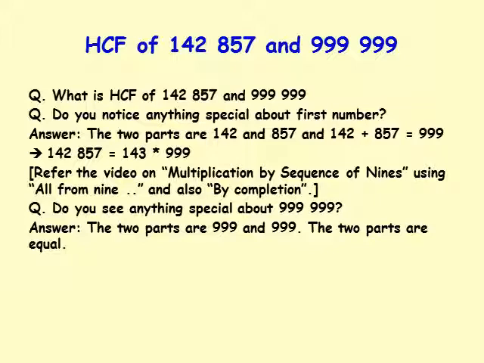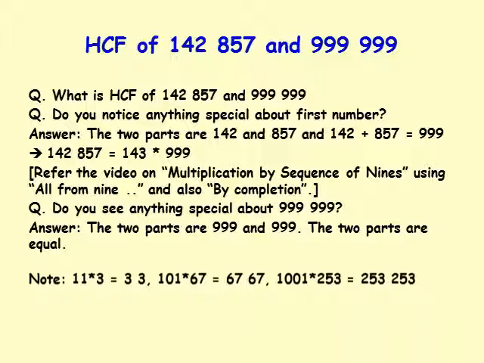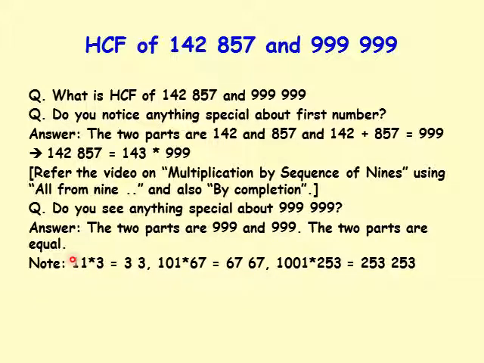Here's one of the methods we will explore. Notice that when we multiply 1 by 3, I get two parts equal, 3 and 3. There are two ones and no 0 here. Then we get two ones guarding a single 0. Here is two ones guarding a single 0, and here two ones guarding two 0s.